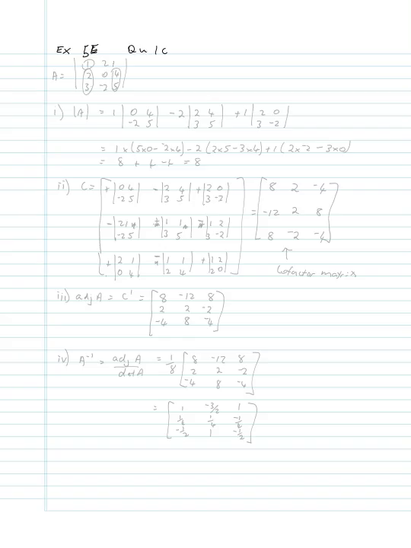Okay, this is question 1C from chapter 5E. We're given the matrix 1, 2, 1, 2, 0, 4, 3, negative 2, 5. So I'm just going to call that matrix A. So first thing we need to work out is the determinant.